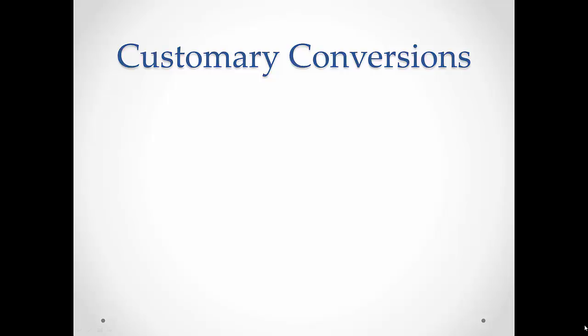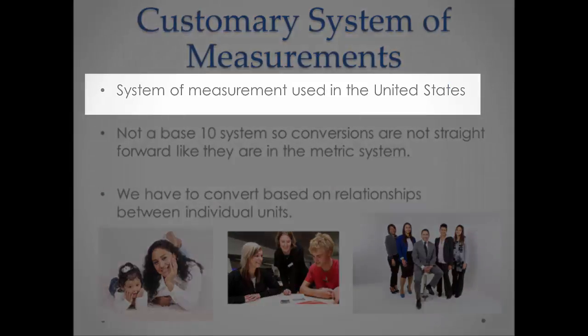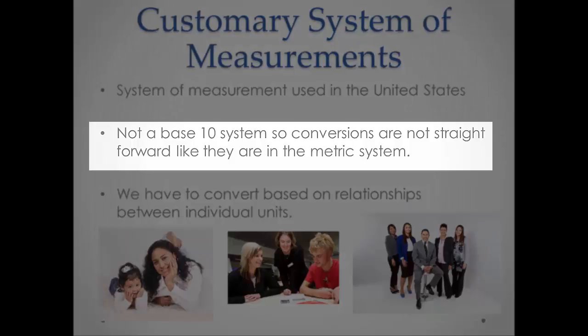In this video we're going to talk about customary conversions and how we can use a few easy steps to make customary conversions. The customary system of measurement is the system that we use here in the United States. It's an older system of measurement and is not a base 10 system like it is in the metric system. And that's going to mean that our conversions are going to be a little bit harder and not straightforward like they are in the metric system.